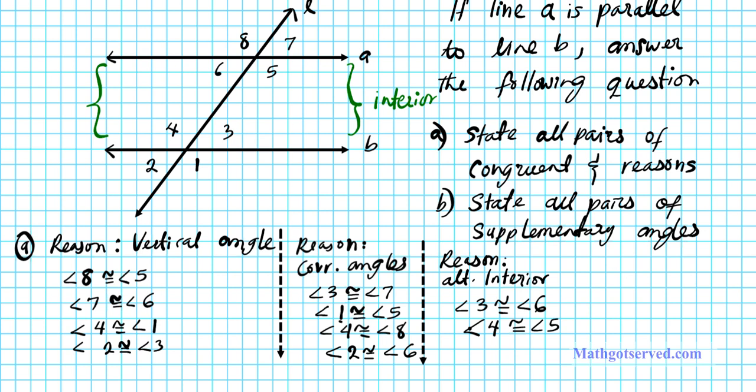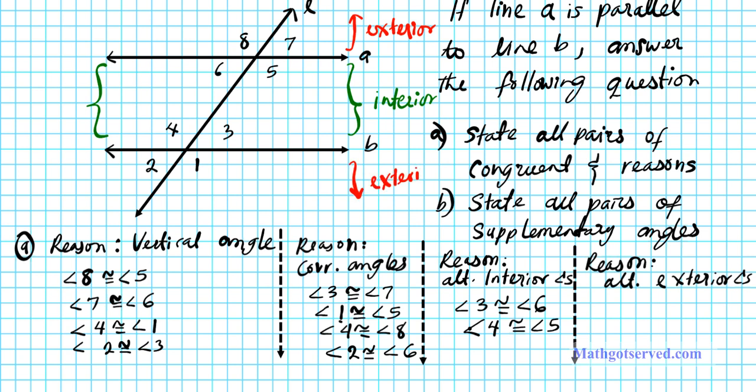The last reason that we're going to use to establish congruent pairs is alternate exterior angles. So the reason: alternate exterior angles. All right, so this is the interior, which means the regions outside the two parallel lines are your exterior. From here up, this is exterior, and this region right here constitutes the exterior angles too.